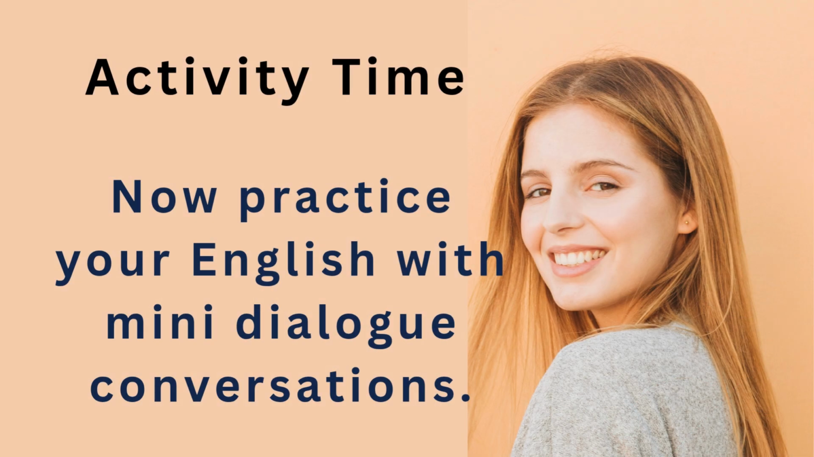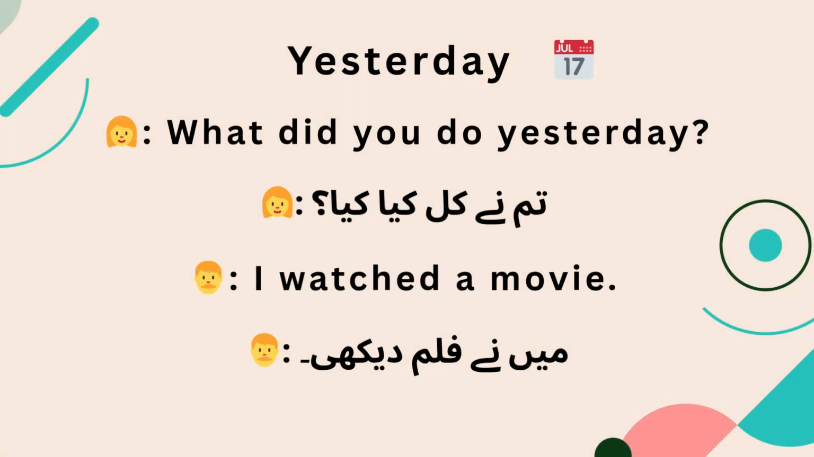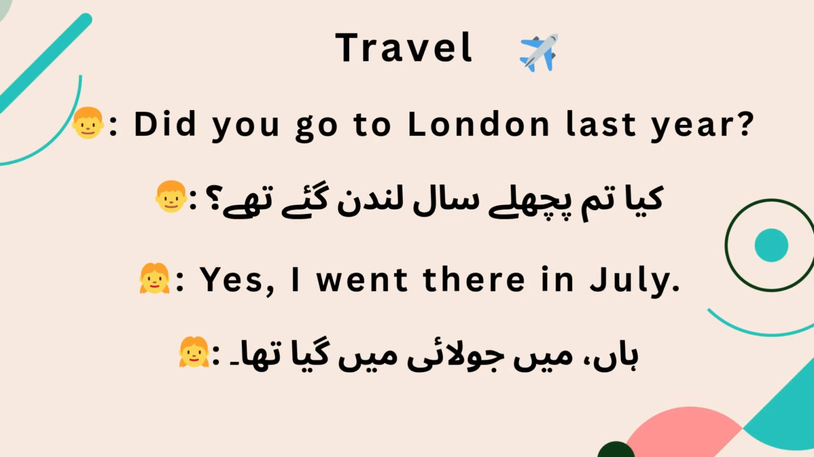Activity time. Now practice your English with mini dialogue conversation. Dialogue number 1. Yesterday. What did you do yesterday? I watched a movie. Dialogue number 2. Travel. Did you go to London last year? Yes, I went there in July.